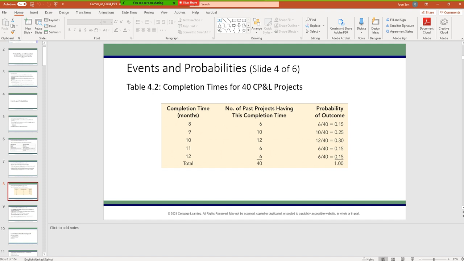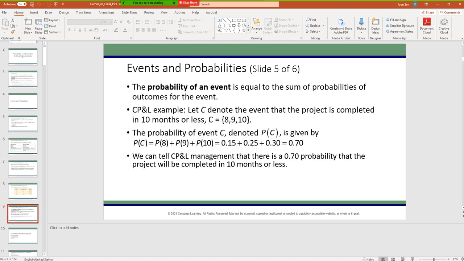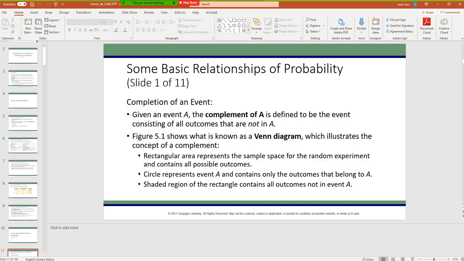Okay. So this is an example of calculating the probability, right? For example, your sample space has 40 possibilities, and for this event it's 6, right? So 6 divided by 40 is 0.15, a 15% probability that the completion time is 8 months. That probability is about 15%.